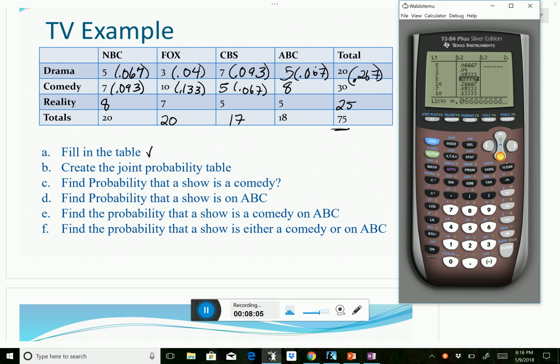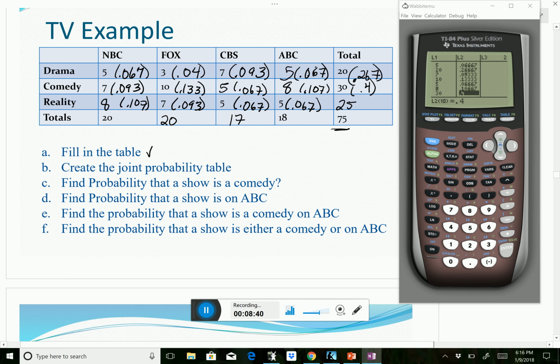Let's see, what's the 8? I didn't catch the 8. That is 0.107. 6 looks weird. Okay, and then 30 is 0.4. So 8 was 0.107. 7 is 0.093. 5 divided by 75, 0.067.